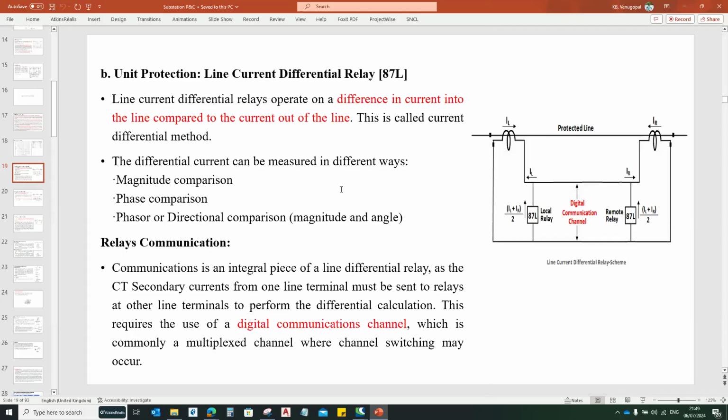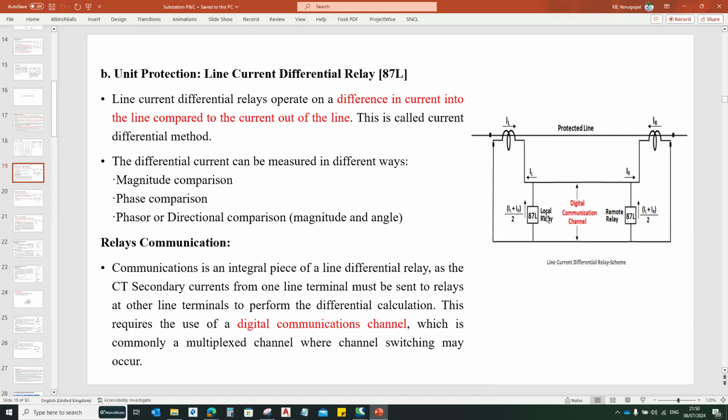And also relay communication, because when the transmission lines are longer than 2 kilometers, it is very difficult to hardwire the connections between the two current transformers and the relay. So when the transmission length is more, we can install two different relays at two different locations. For example, this is substation A and this is substation B, where I have the CT connected to the 87L, and similarly at the remote end also the CT is connected to the 87L.